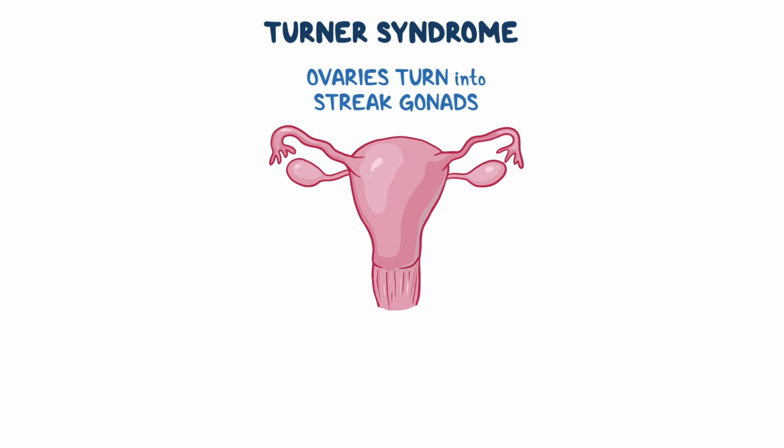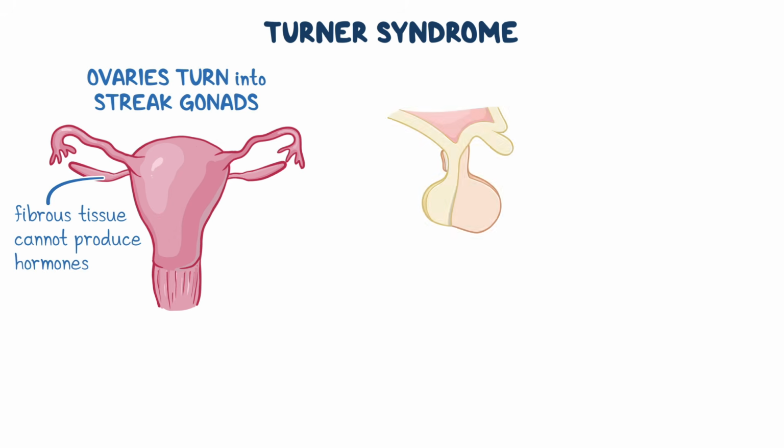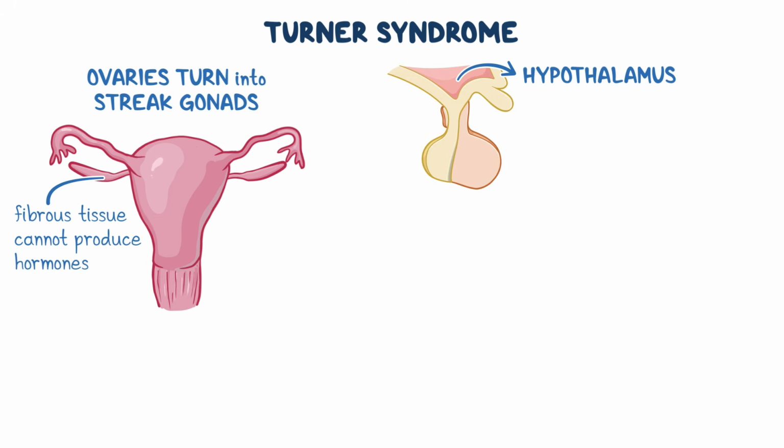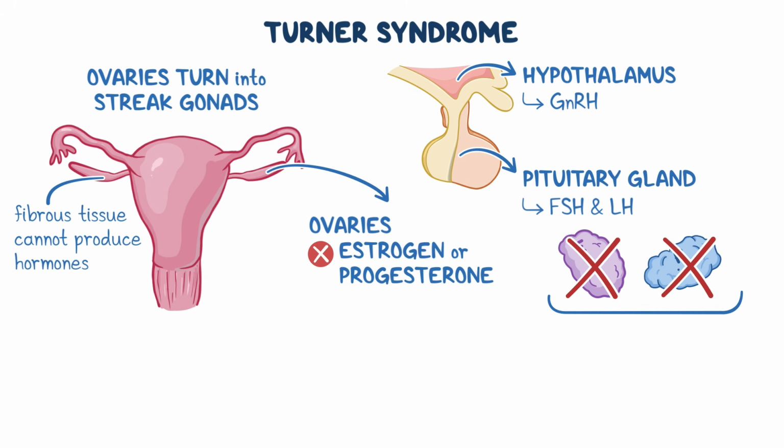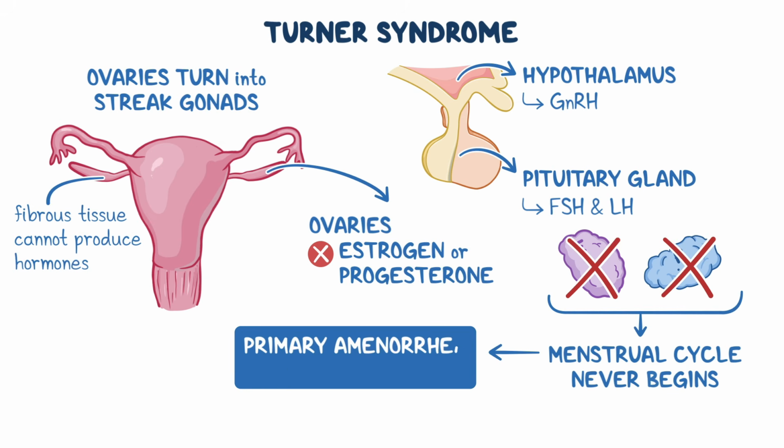By age 2, the ovaries turn into streak gonads, which are fibrous tissue that cannot produce hormones. So even though the hypothalamus is releasing GnRH and the pituitary gland is producing FSH and LH, the ovaries are not releasing estrogen or progesterone. Without estrogen and progesterone, the menstrual cycle never begins, causing primary amenorrhea and infertility.